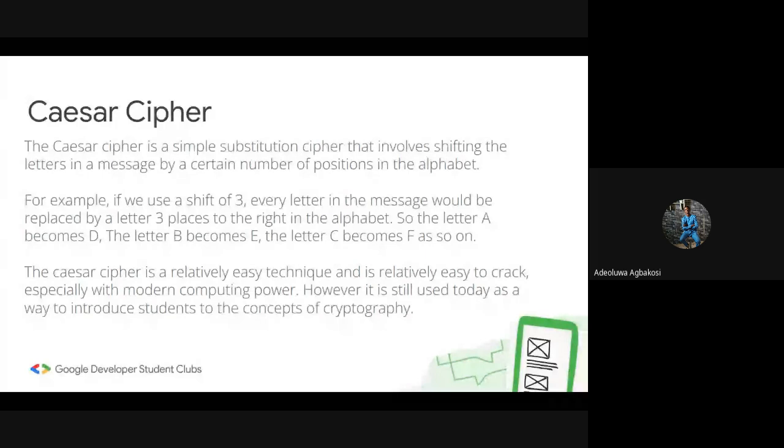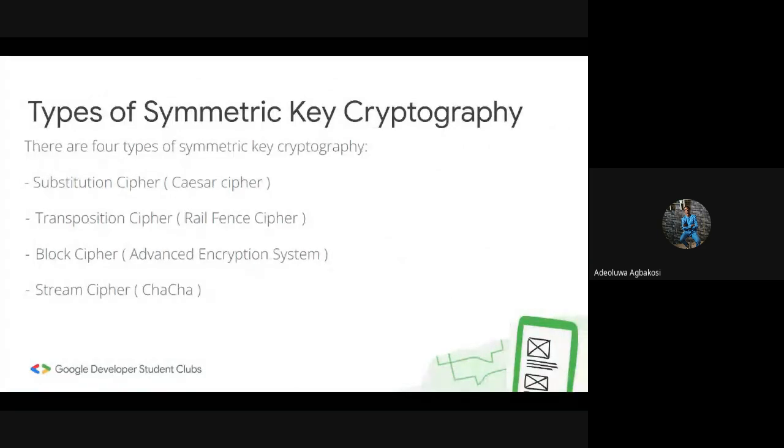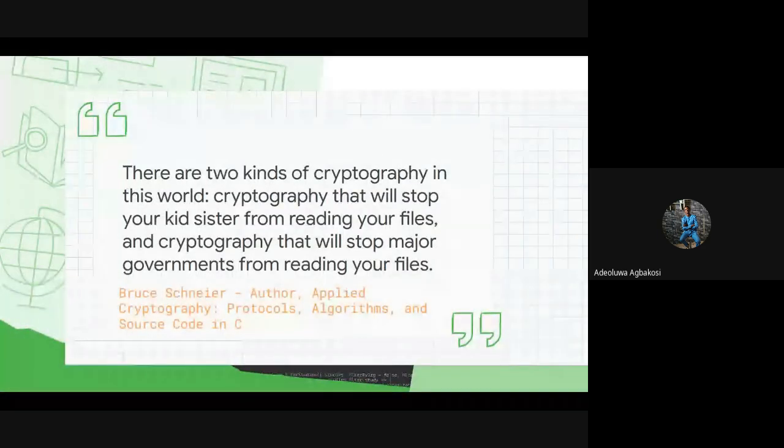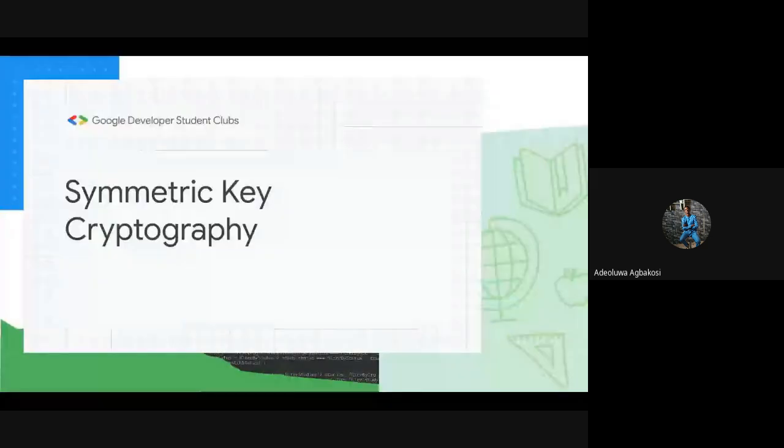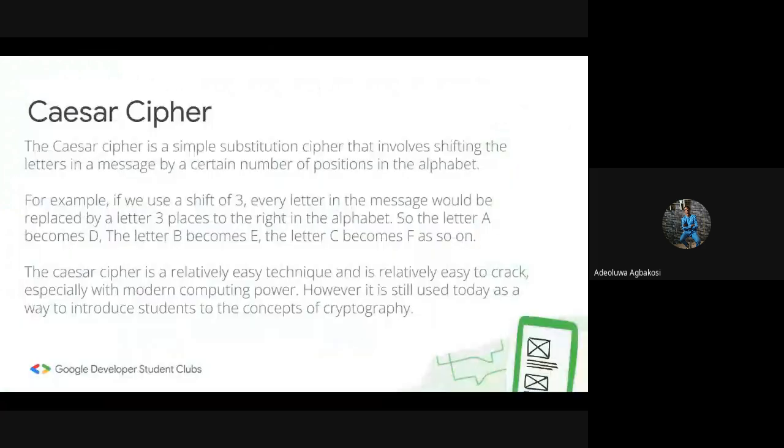Now, remember the quote I showed you? Let me go back to the quote now. Yeah. By Bruce Schneier, there are two kinds of cryptography: cryptography that will stop your kid sister from reading your files, and cryptography that will stop major governments from reading your files. If you were dealing with your kid sister in this situation, a substitution cipher would do. If you were just playing around with cryptography, a substitution cipher or a transposition cipher would be okay for you.